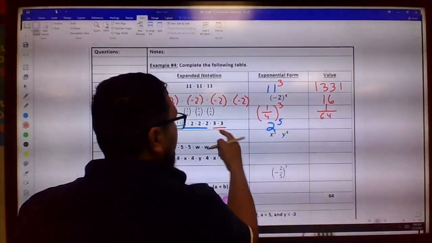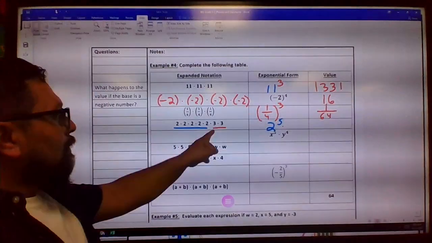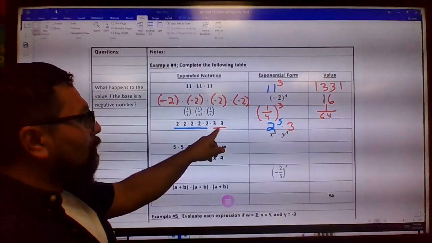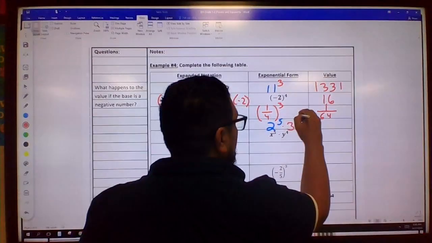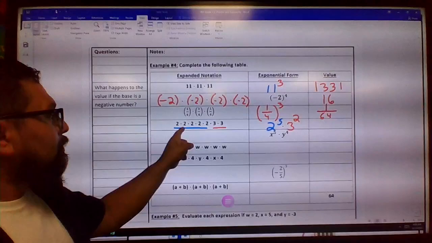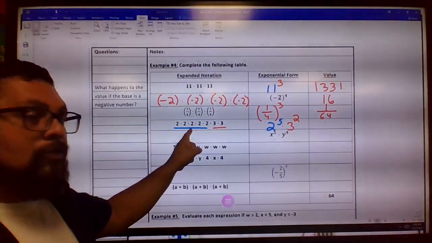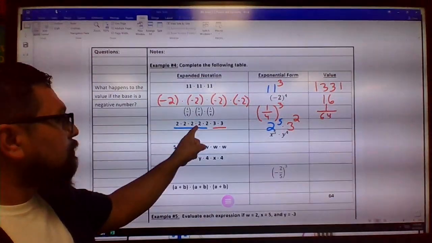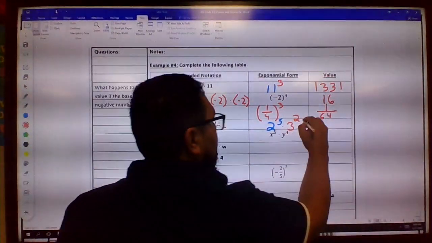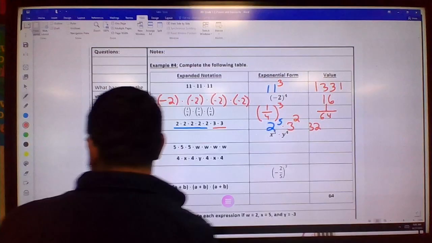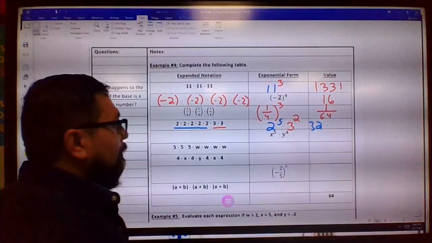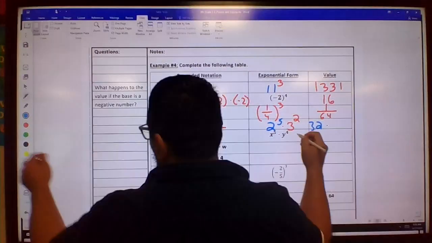And then still have the times. And then 3 is the base. And the exponent, how many are there? 2. Now, when you actually do the calculation, 2 times 2 is 4, times 2 is 8, times 2 is 16, times 2 is 32. So this is 32 times, and then 3 times 3 is 9.